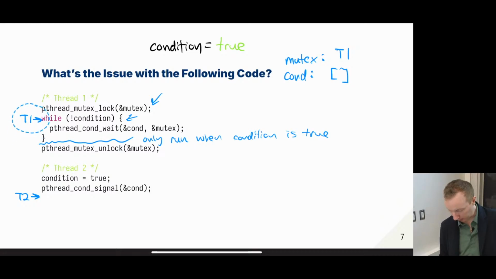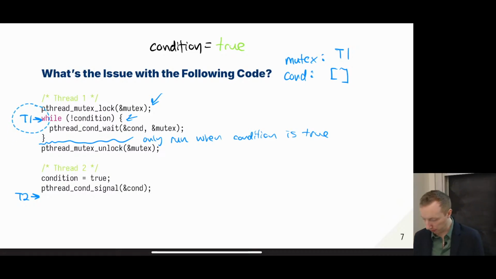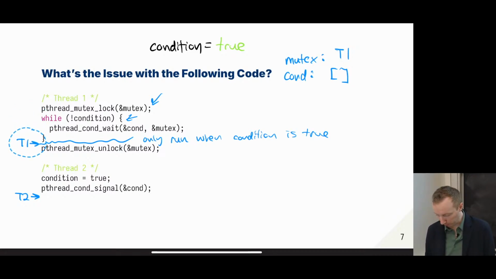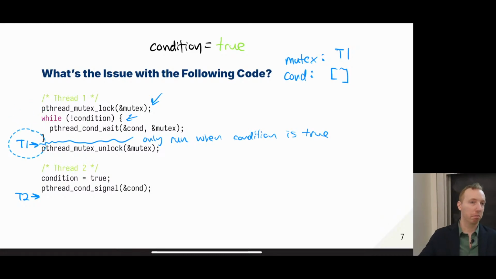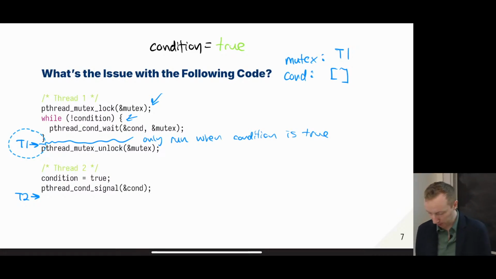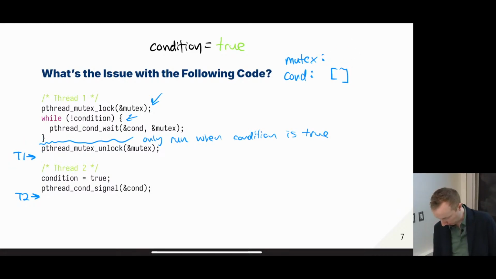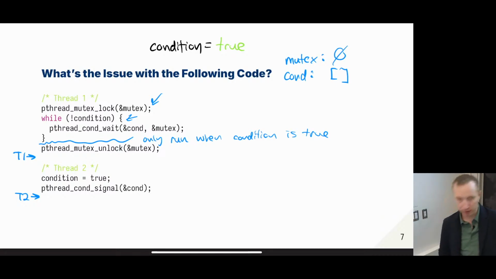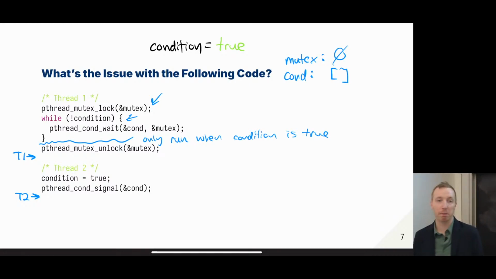Then it would go check the condition again. The condition is not true, so it's false. So we break out of the while loop, and then this line of code runs while the condition is true. No problem there, that's what we wanted. And then we unlock the mutex. So we go back to this, and everything worked, no problem.